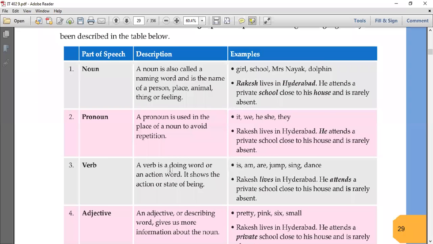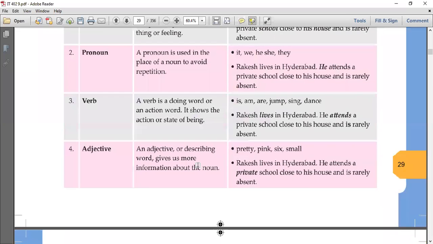A verb is the doing word, the action doer. It depicts whatever action is going on. Right? It shows the action or state of being. Rakesh lives in Hyderabad. Lives is the word here which shows what Rakesh is doing. He attends a private school, right? So attends is the word which shows what he is doing. So these are the action words. इनको हम verb बोलते हैं.